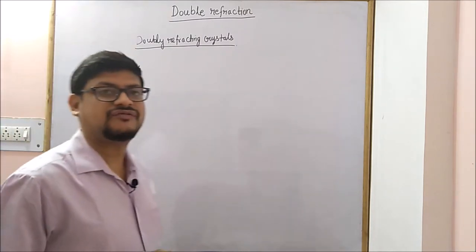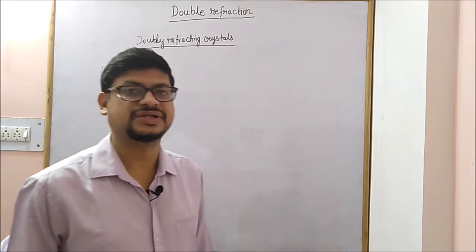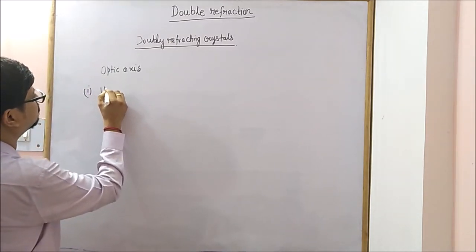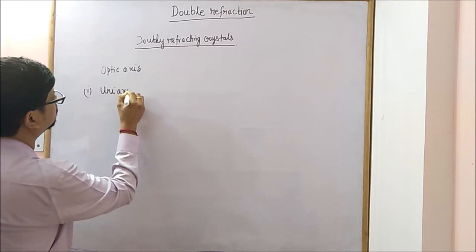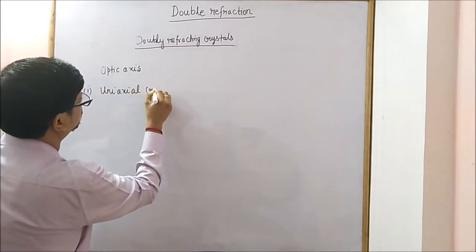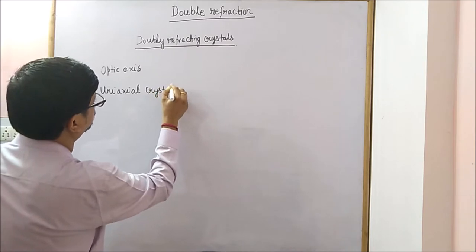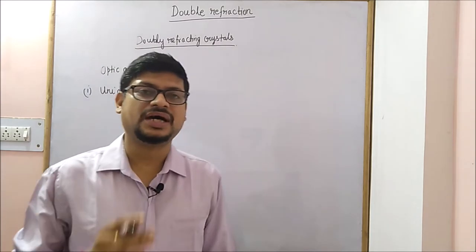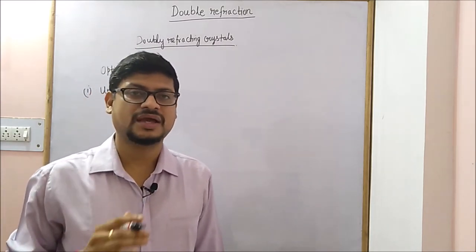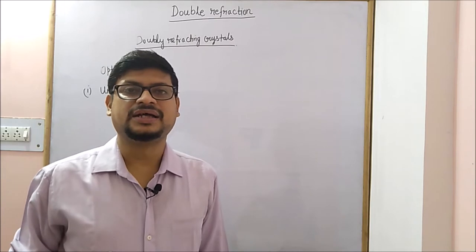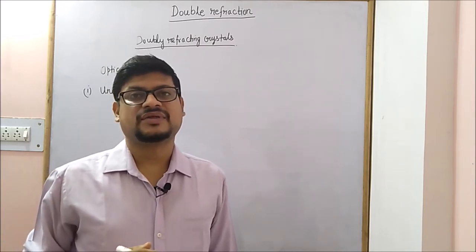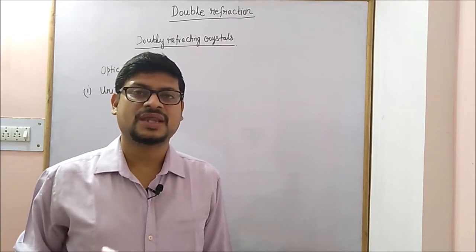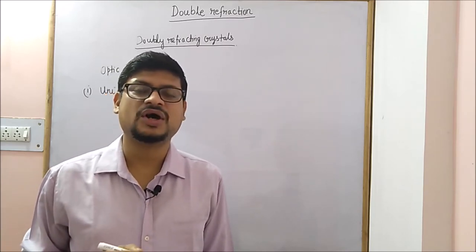Now, there are two types of doubly refracting crystals. One is the uniaxial crystal. In the uniaxial crystal, the two rays are refracted, and one of the rays, which follows the ordinary laws of refraction, is called the ordinary ray or O ray.